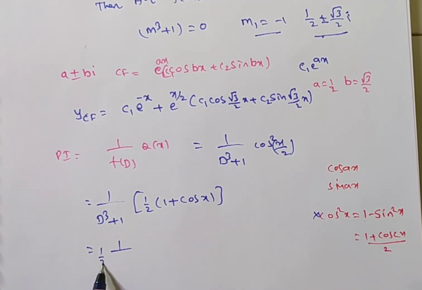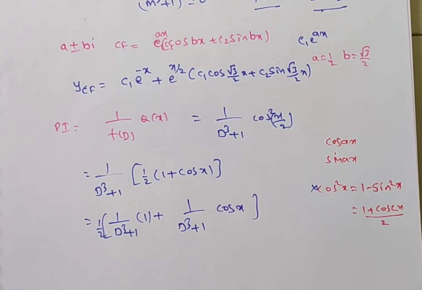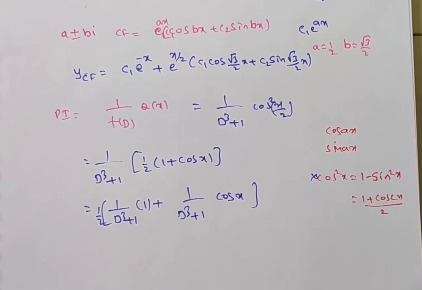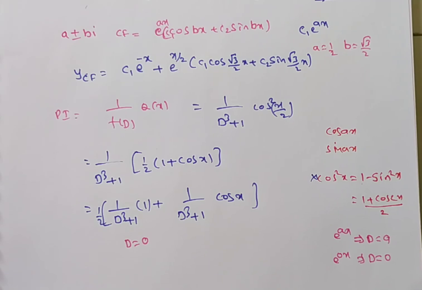1 by 2 I am writing outside. Now D cube plus 1 plus 1. This is 1. Q of x is 1 in this case. Next, 1 by D cube plus 1 into cos x. Now you can do it very easily, because whenever the D is constant, we are replacing D by 0. Because you see, if we have e power ax, then we are replacing D is equal to a. Yes or no? Now 1 is there. 1 you can write as e to the power of 0x. That is why you can write D is equal to 0.